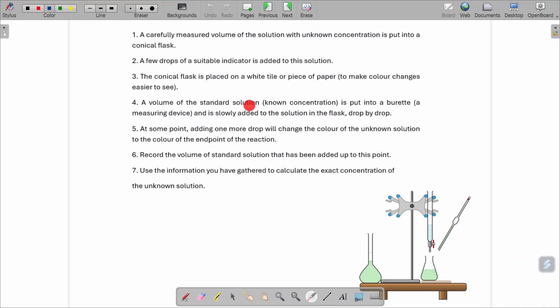So the standard solution, which is of a known concentration, is put in the burette. So the known concentration is in this volumetric flask, and this goes into our burette. What we then do is we add the standard solution drop for drop into the conical flask, and we keep an eye out for the color change.